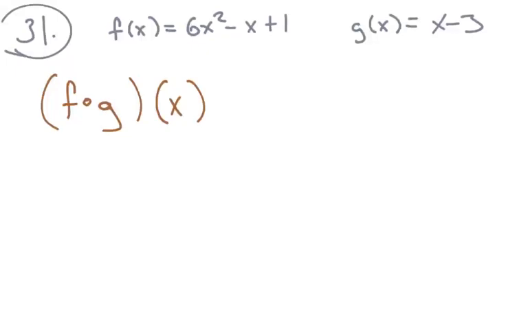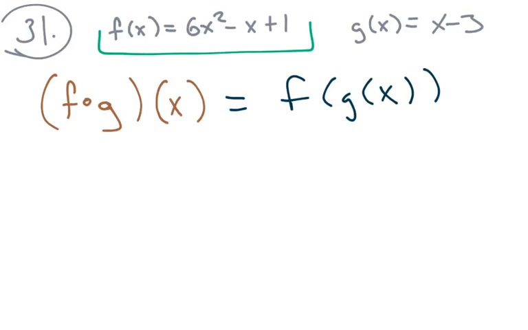Okay, 31. They give you f of x is 6x squared minus x plus 1, and g of x is x minus 3. If you're having a hard time noticing that, those equations are written at the bottom. They're asking you to solve for f of g of x initially. So remember, f of g of x just means f of g of x as such.